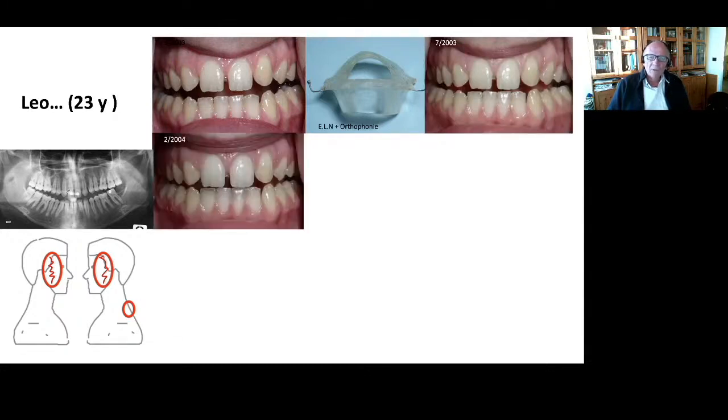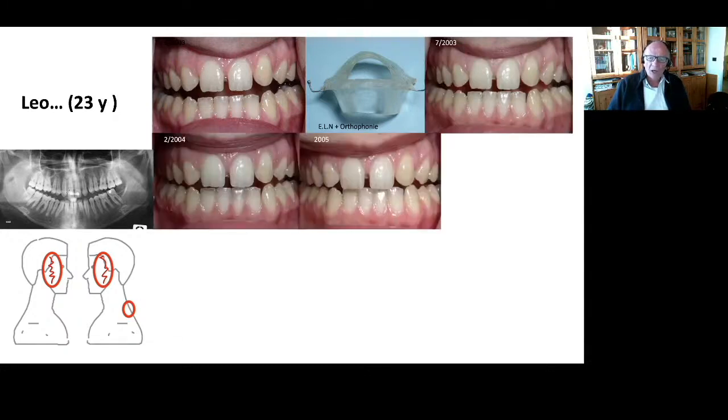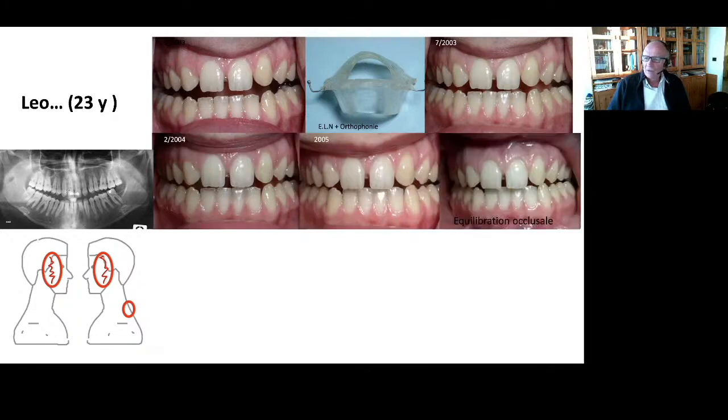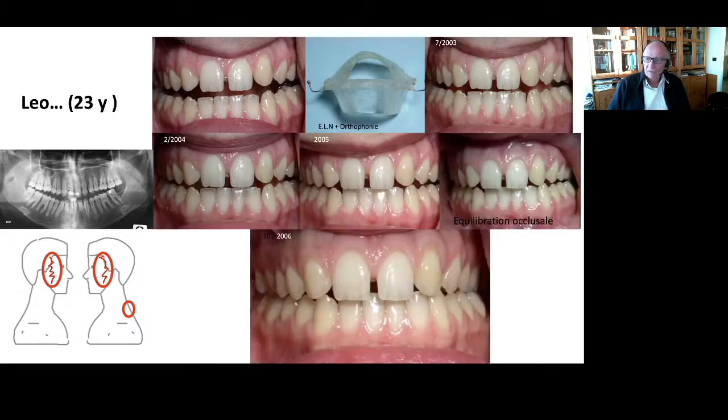And after, we can see, we need time. At this time, we make a small posterior occlusal adjustment, and compare this with this. Just rehabilitation.